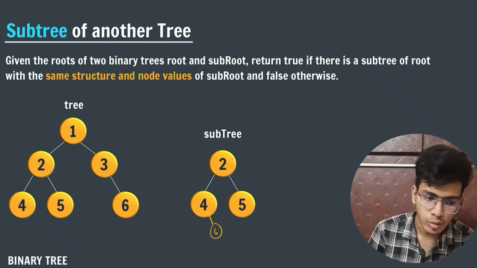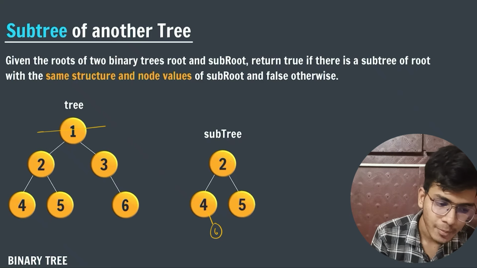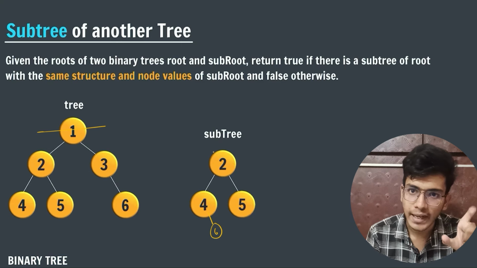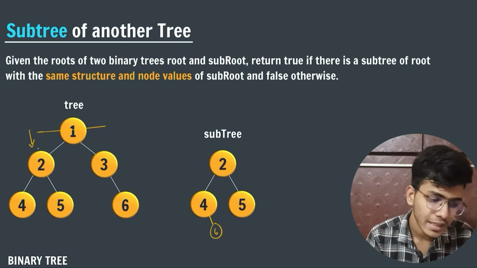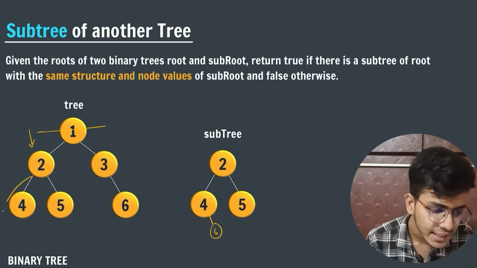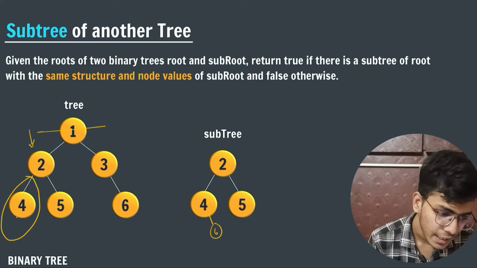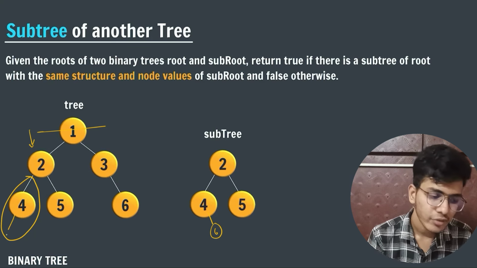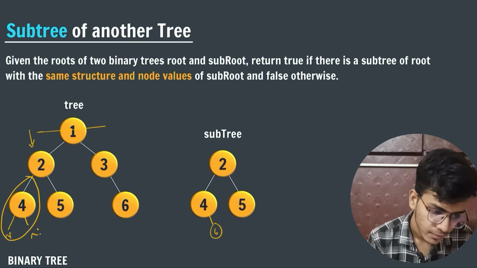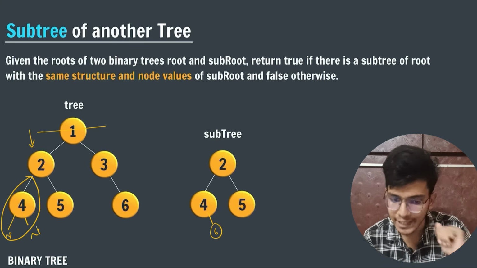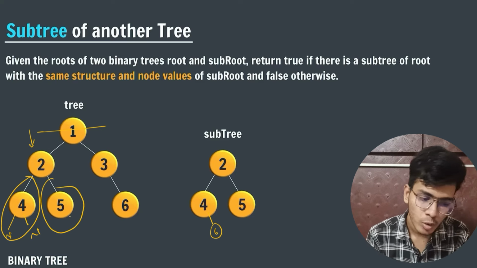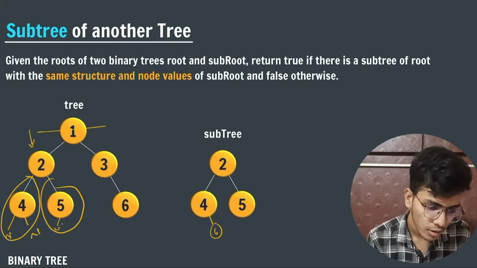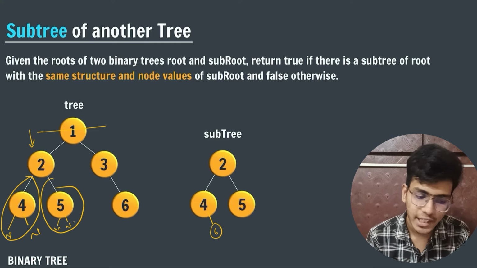So what I will do is that first of all I will try to find out my subroot in my main tree. So I have found out my subroot here. Now I will see its left part. So in the left part I am having 4, and for 4 there are 2 null nodes. On the left side there is null, on the right side there is null. After that, on the right side I am having 1 node, 5, and for 5 also on the right side null, left side null.